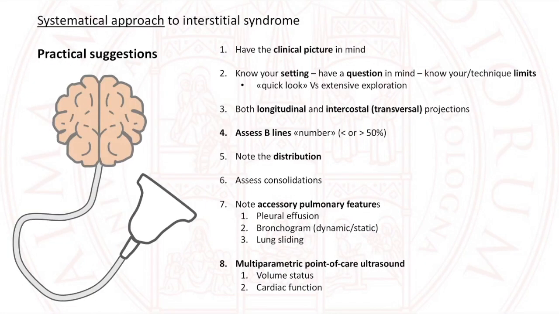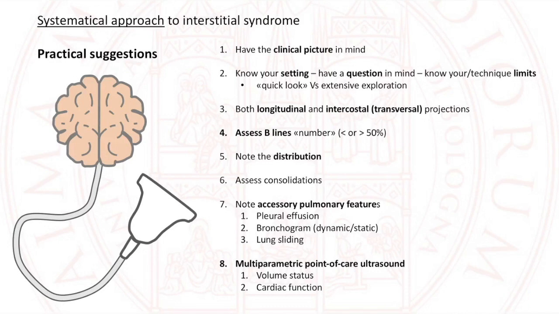So, conclusion to this introduction, practical suggestions when approaching interstitial syndrome. Always have the clinical picture in mind, because lung ultrasound cannot be used alone. It always must add something to our clinical analysis of the situation of the patient. So know your setting, have a question in mind, and know your limits. For example, if we are looking for something very specific, we could just use a quick look to rule that thing in or out, such as in cardiogenic edema, as we said.